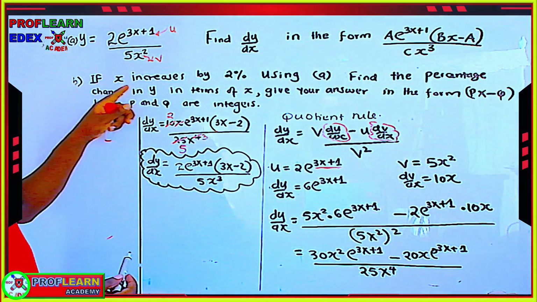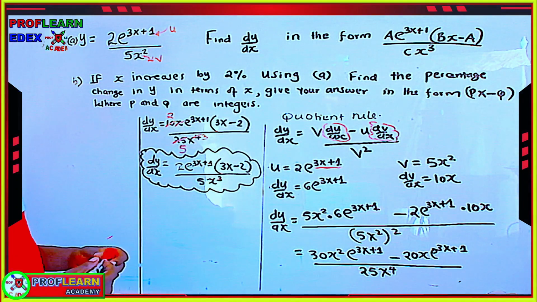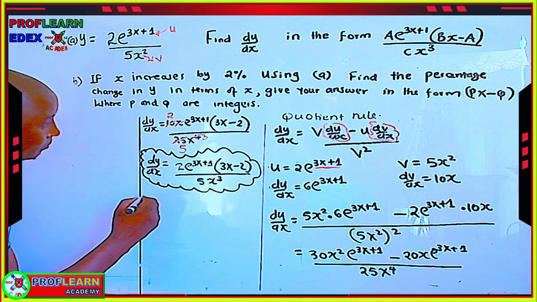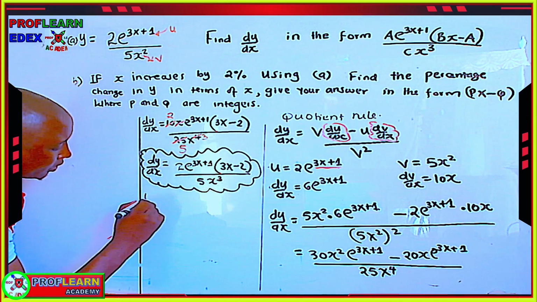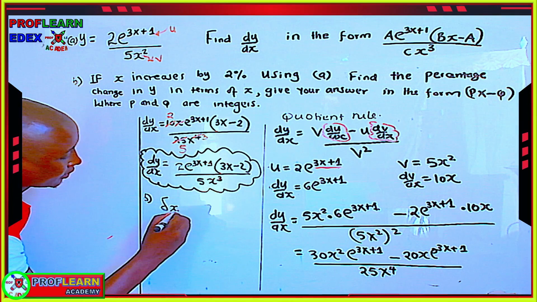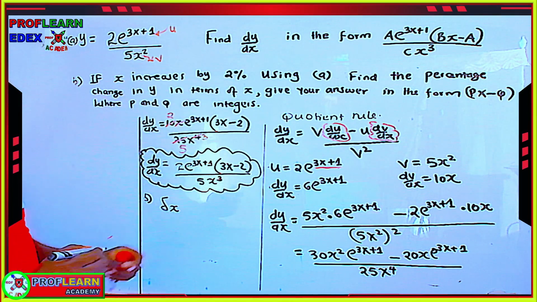Now, if x increases by 2%, we need to find the percentage change in y. So we need to say, for part b, a small change in x in this case, because this increases by 2%.